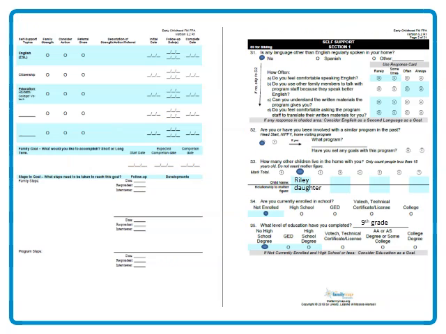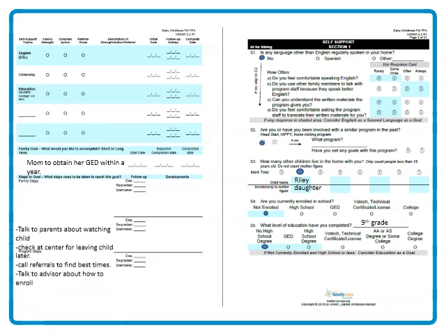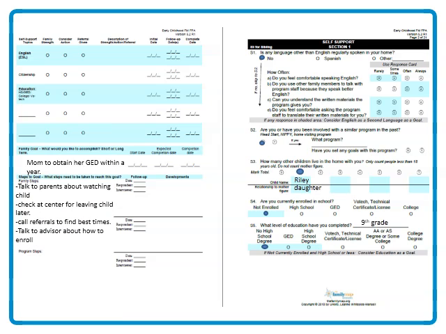You're welcome. Based off the interview we just heard, we would complete the Family Map Family Partnership Agreement like this. On the Family Partnership Agreement in Section 1, we would write in what the goal is, for the mom to obtain her GED within a year. We would write in what steps everyone has agreed to take to get started, and we would write in what the start date is and expected completion date.